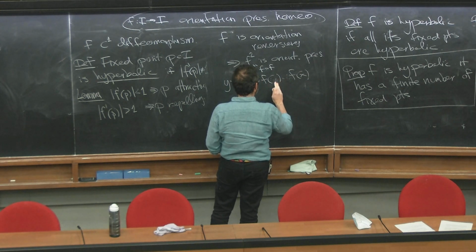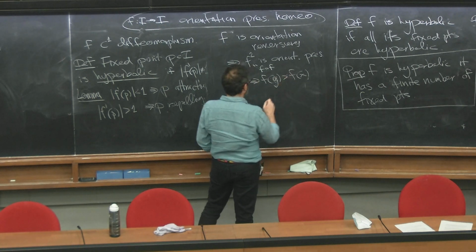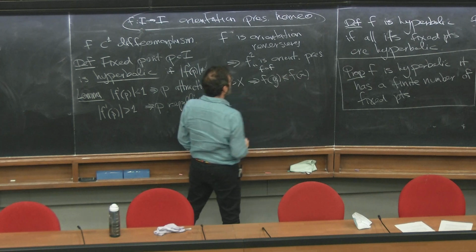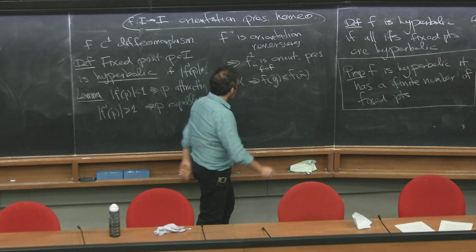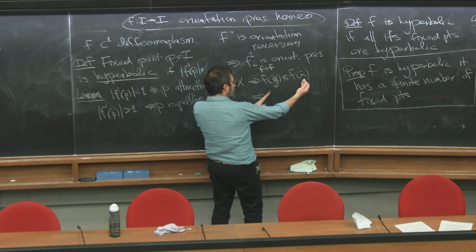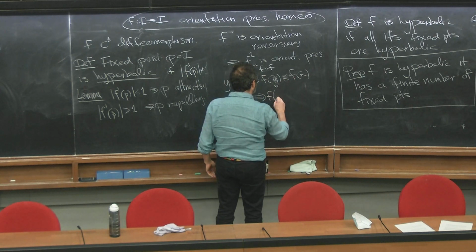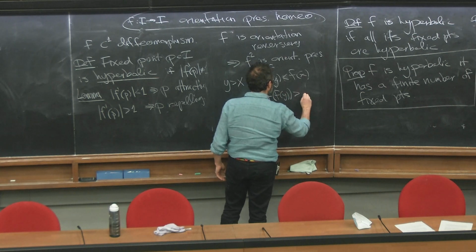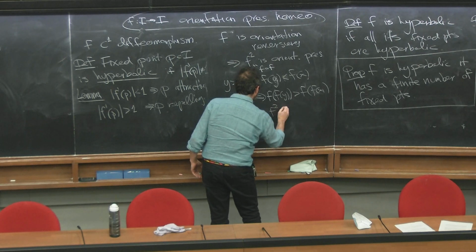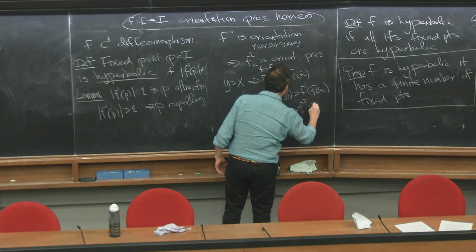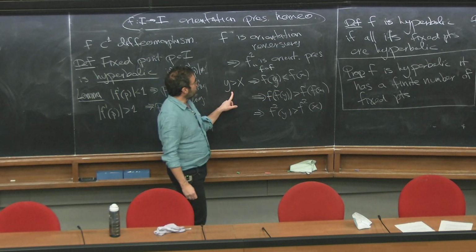Or sorry, let me write it like this: f(x) versus f(y). So orientation reversing means that if y is greater than x, then f(y) is less than f(x). But then we apply f again to these two points. Now we have two points, and this one is less than this one, okay? So this means that f(y) is greater than f(x), which means that f^2(y) is greater than f^2(x), right?